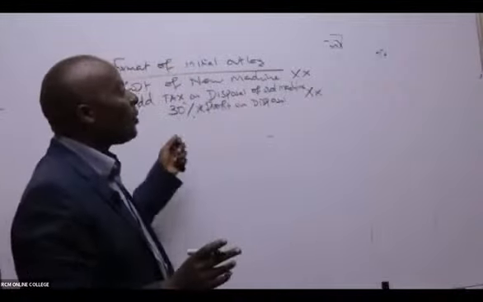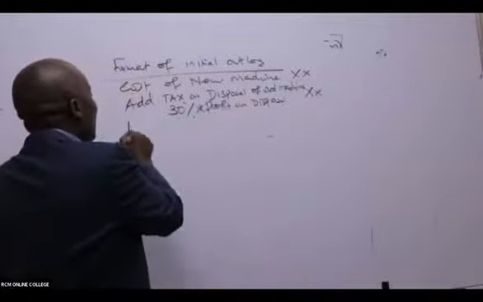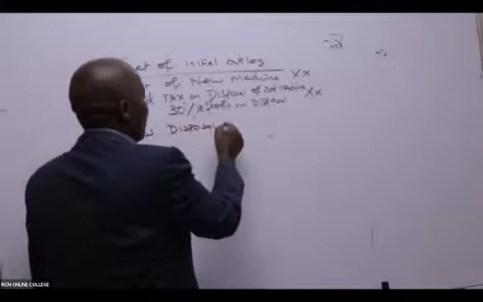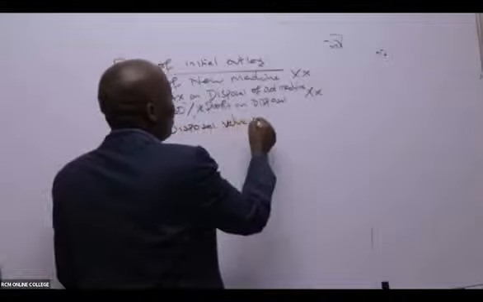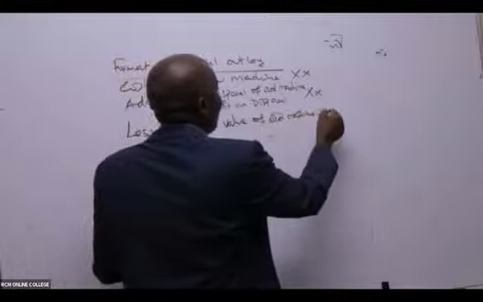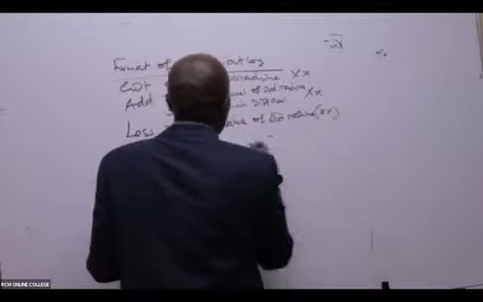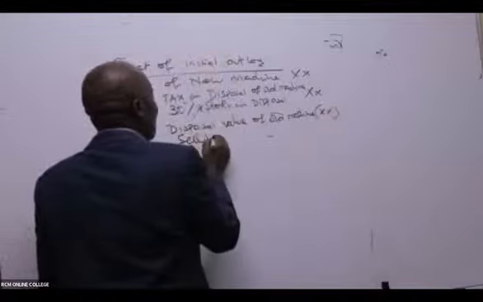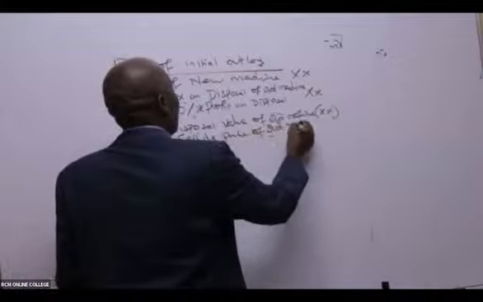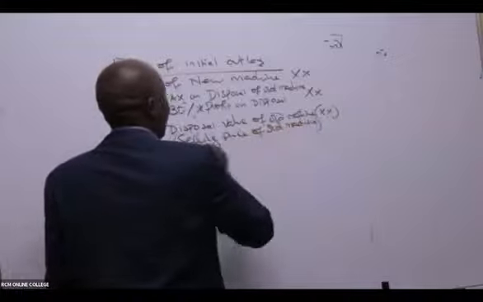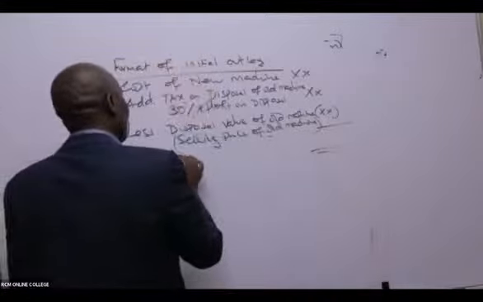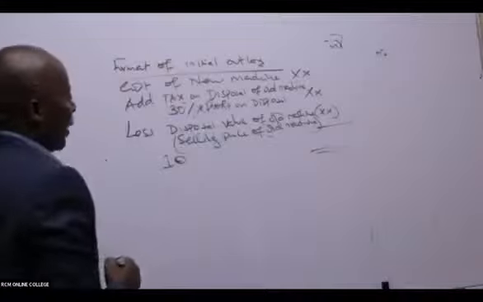But now you're going to get some relief. You're going to less the disposal value of old machine, the selling value, the selling price of old machine. This one here, the same. And then you get the IO, initial outlay.